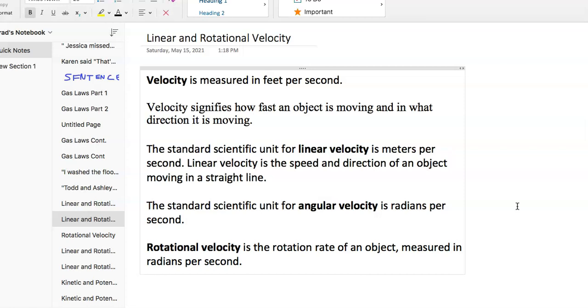Standard scientific unit for angular velocity is radians per second. And rotational velocity is the rotation rate of an object, which is measured in radians per second. Okay, and so those concepts get us into a couple of our problems.